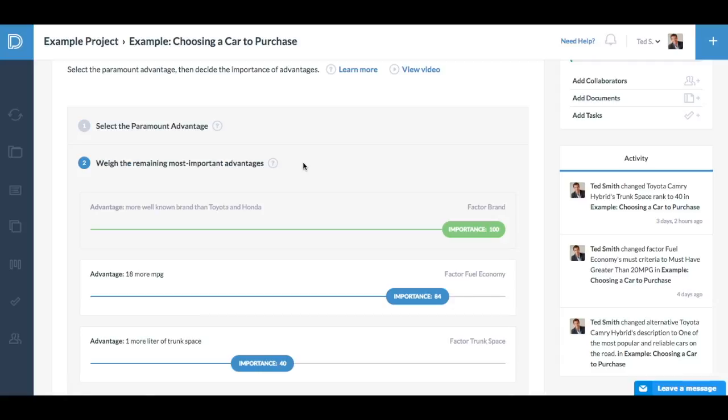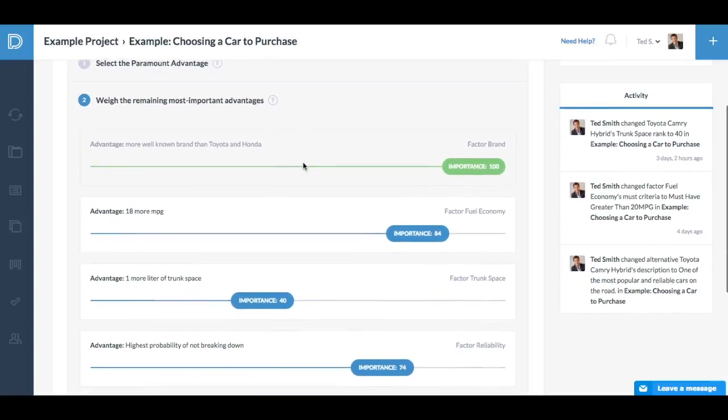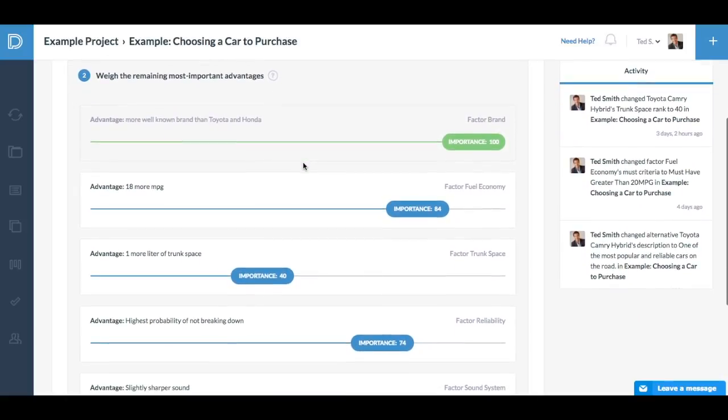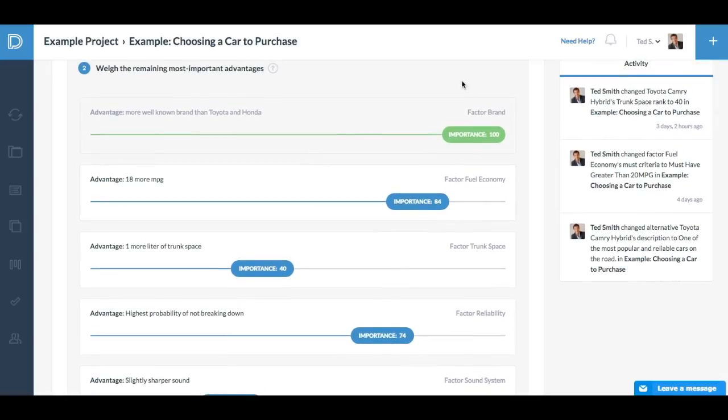Secondly, you will weigh the importance of the remaining most important advantages relative to the paramount advantage on the established scale. In the example given below, we first ask how important is 18 miles per gallon more compared to more well-known brand than Toyota and Honda. Then we ask how important is 1 more liter of space and continue following the same comparison until we have weighted all the most important advantages. You can weigh the importance of advantage on the established scale by scrolling the bar horizontally.